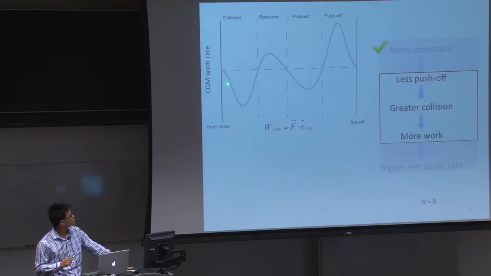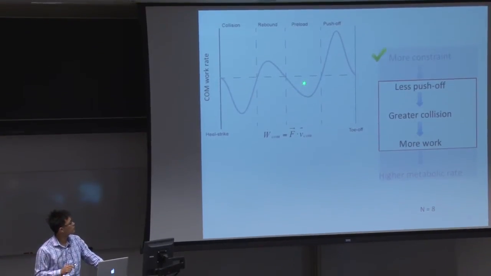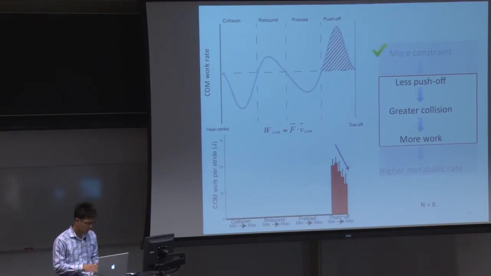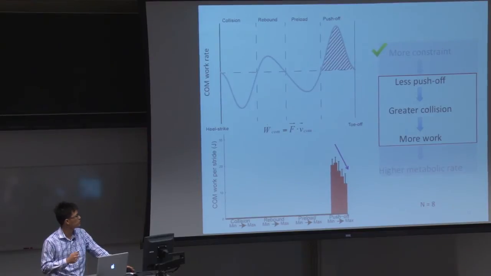After the heel strike, we have a negative center of mass work rate, which means your leg is doing negative work on your center of mass. And then we have this rebound phase when the leg is doing positive work on your center of mass. The negative part we call preload, and the positive part push-off. So we can integrate the curve to get the center of mass work for each phase.